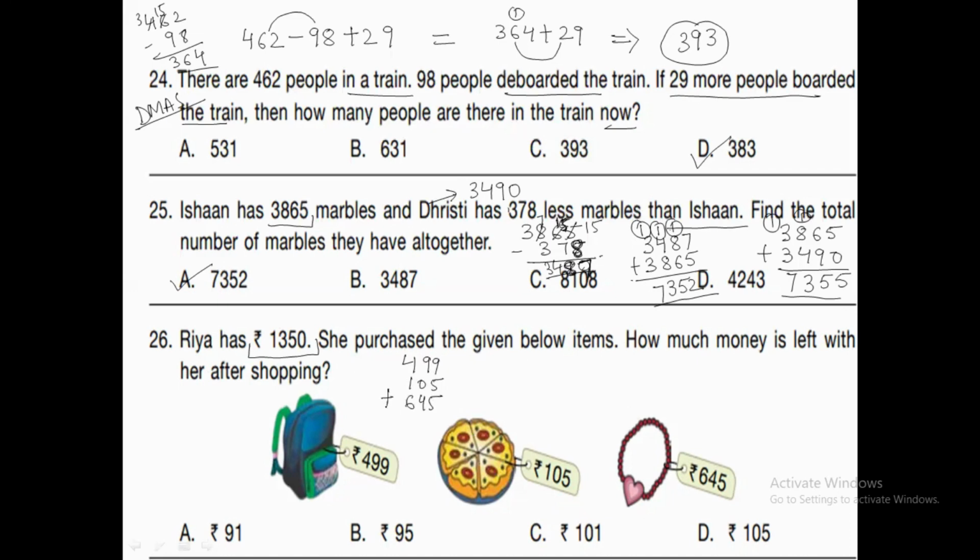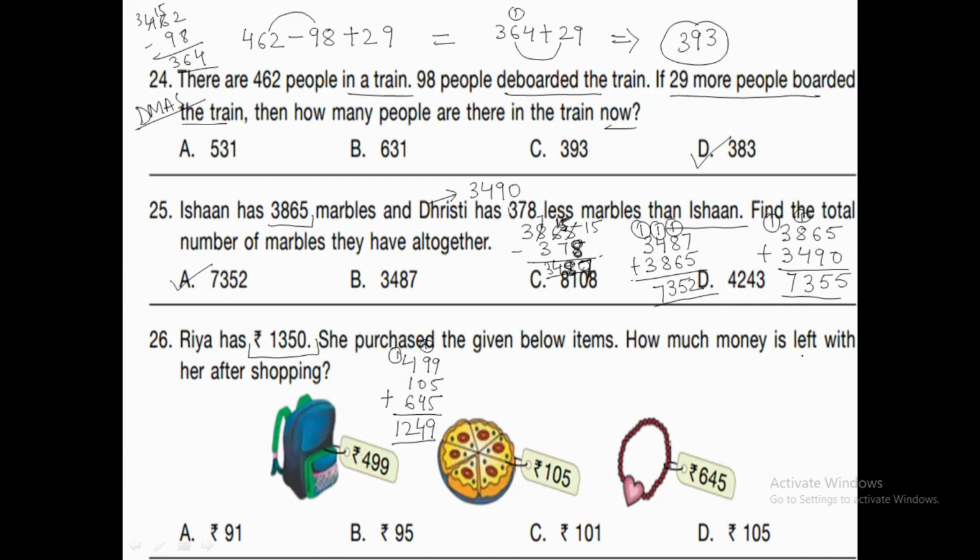Now we need to add all three items. So what are we getting? 9 plus 5 plus 5 is 19. 1 will go there as a carryover. Then 9 plus 4 is 13, plus 1 is 14. So we write 4 over there and 1 as a carryover. Now 6 plus 1 is 7, plus 4 is 11. 11 plus 1 is 12. So the total amount she spent on all three things is 1,249.